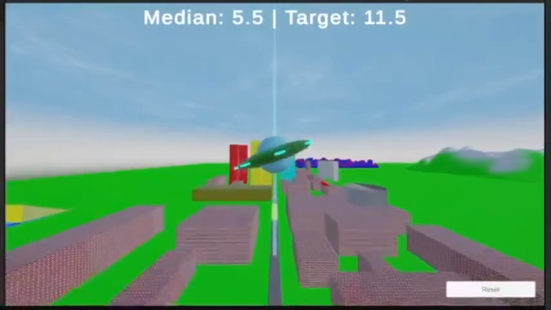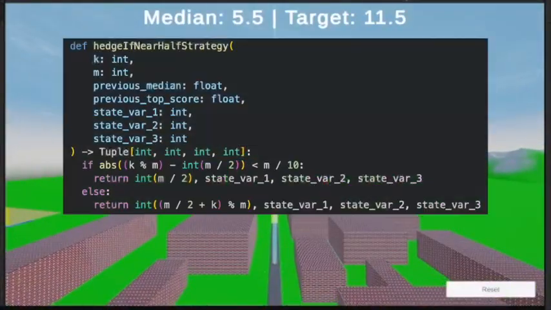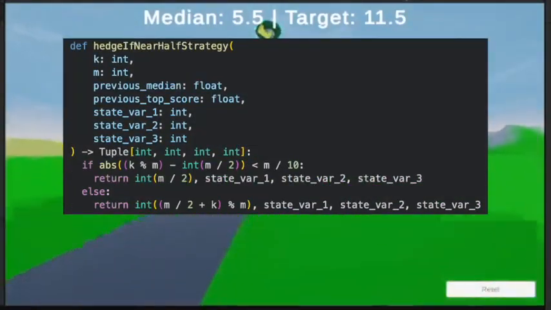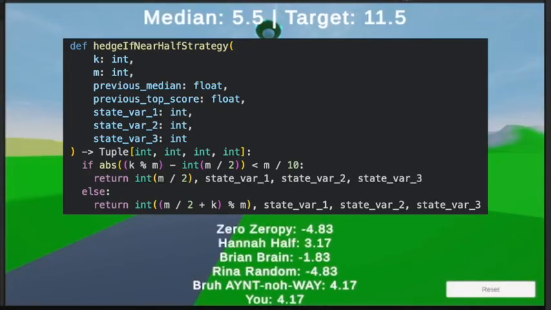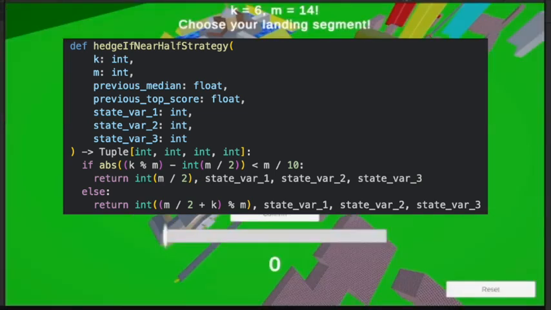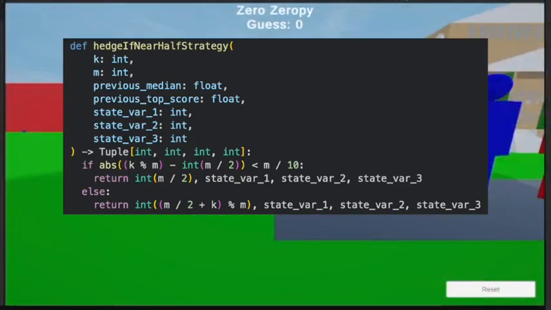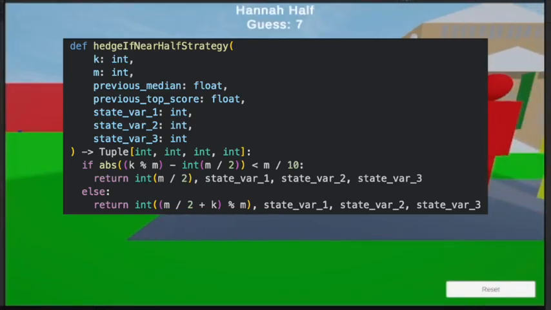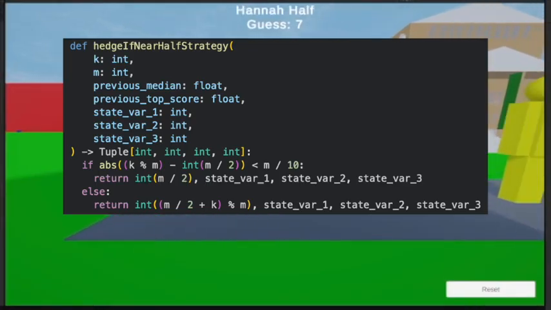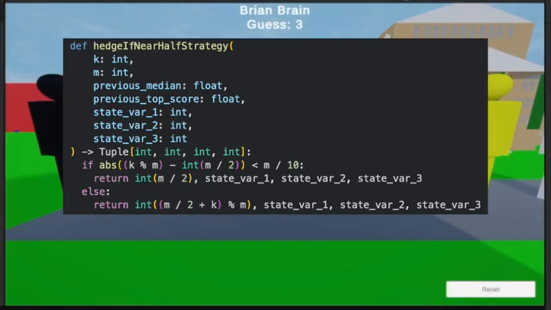However, one hedge strategy consistently did surprisingly well: hedge if near half In No Way. The idea was simple. Most of the time, use In No Way. But if K was close to M/2, where the strategy becomes unstable and wraps around the modulo boundary, it temporarily falls back toward half instead. This reduced some of the worst edge case failures while preserving most of the strength of the original strategy. At this point, hedge if near half In No Way was one of the strongest strategies we had seen.